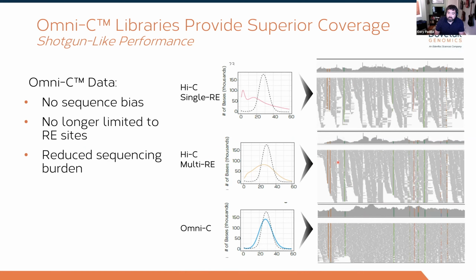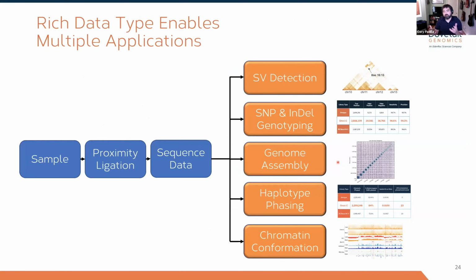And so what that genomic coverage really does for us is it lets us treat the data as single-end shotgun data, whole genome sequencing data, or paired-end long-range data, which opens up this whole new world of applications for the use of Hi-C. So from a single library, you can detect these large structural variations through these contact matrices, where you can see clearly that this region of chromosome 10 is interacting with this region of chromosome 13.